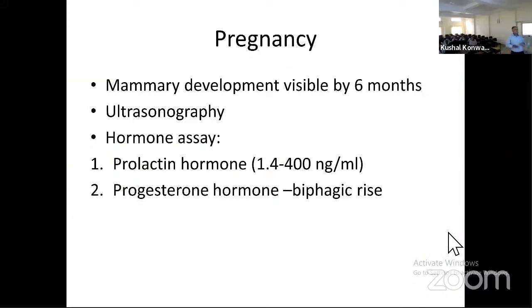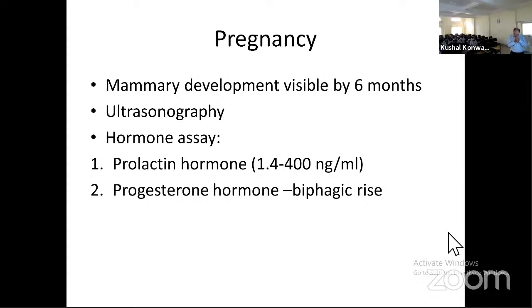Now pregnancy, as I said, what are the markers of pregnancy? Mammary development is visible by 6 months. So if it is a tiny elephant, even by looking at the progress or growth of the mammary gland, you can judge that probably the female is pregnant.